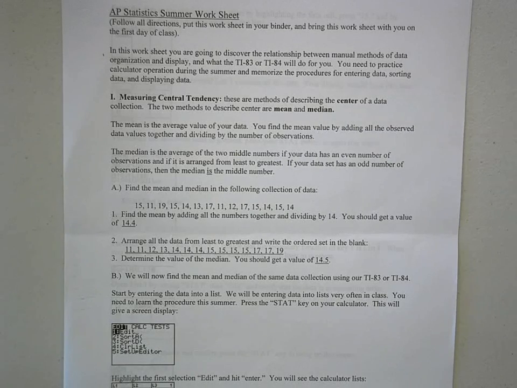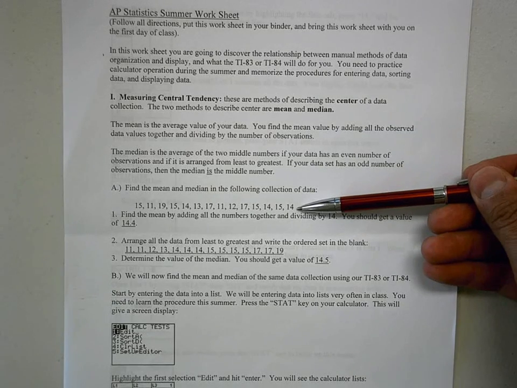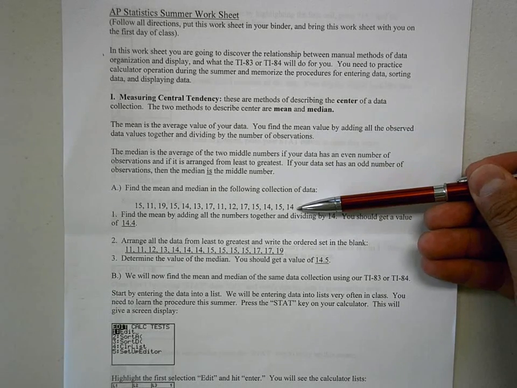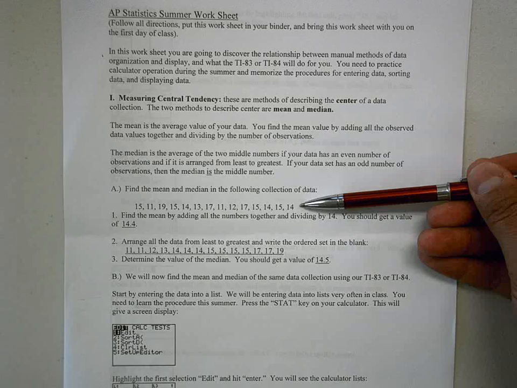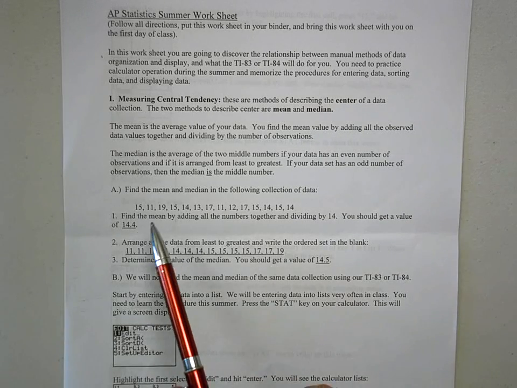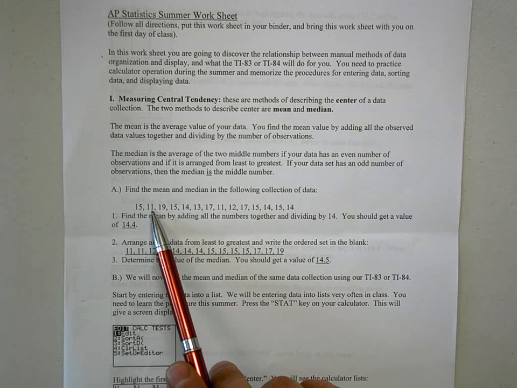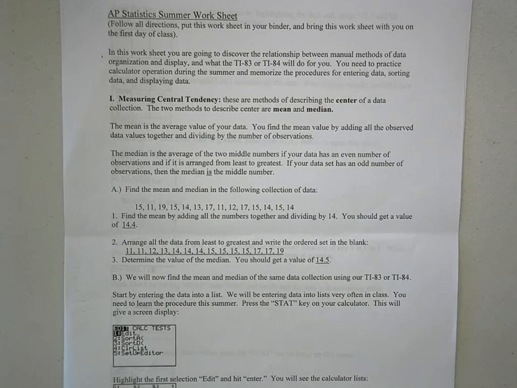So on this worksheet we're going to be using the data right here in the center of the worksheet, and hopefully everybody printed out the worksheet because I want you to have the worksheet in front of you as I guide you through this video. The first set of data has a series of 14 items. We call these observations. We've got 15, 11, 19, all the way through to the last one, which is 14.